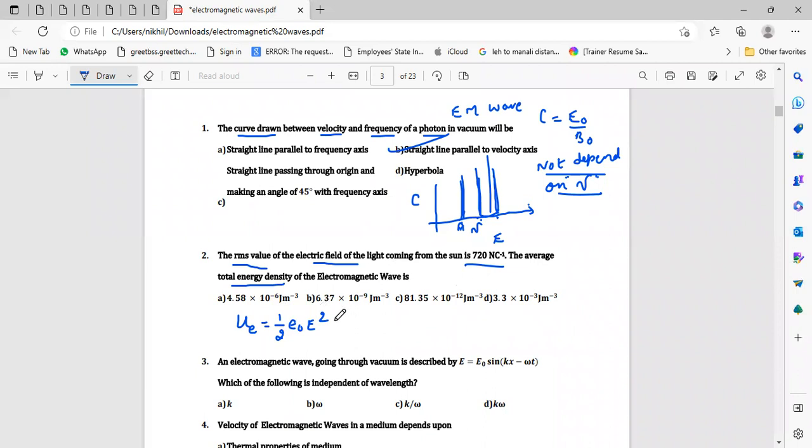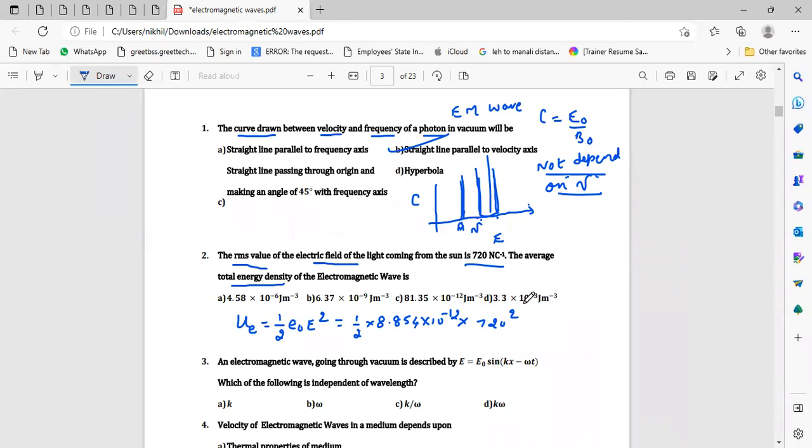Can you do the calculation for me? Half times epsilon naught, where the value is 8.854 into 10 raised to minus 12. What about E squared? 720 squared. Can you do the calculation part for this? So 8.854 divided by 2, that is 4.427, into 720 squared, right? 720 into 720.